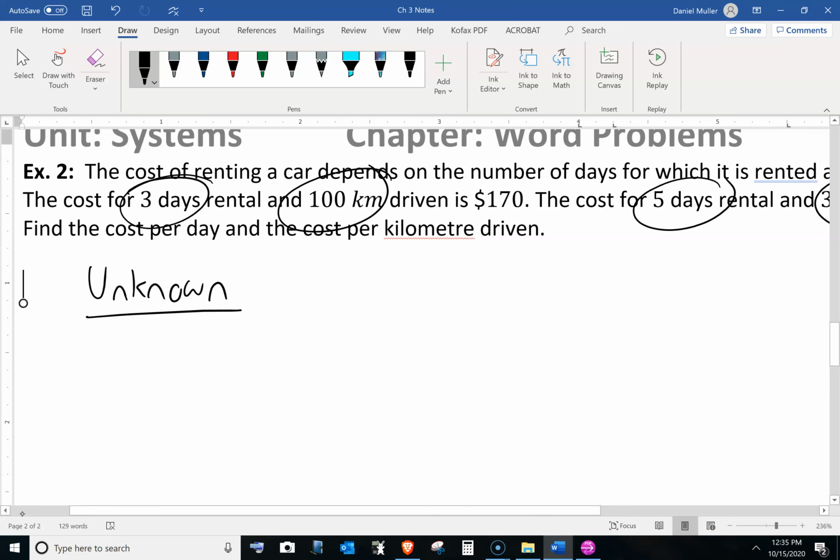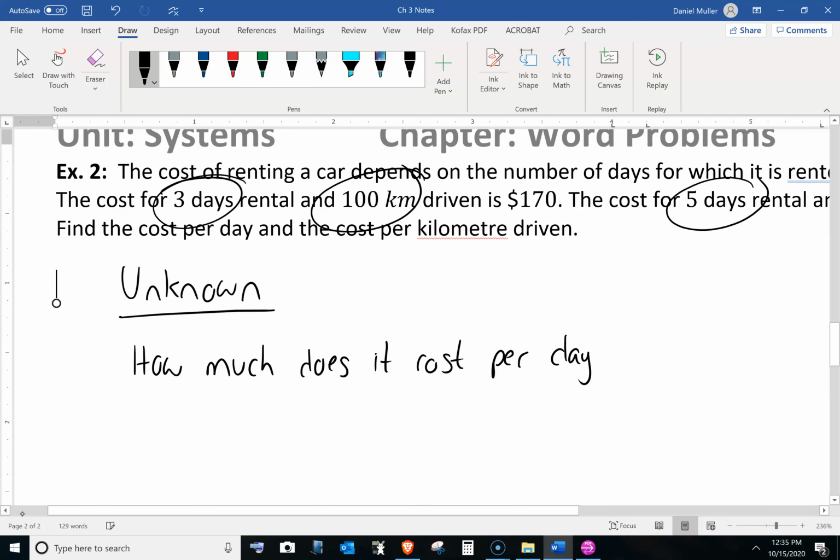The thing that's unknown is, well, how much does it cost per day? And so that's one question. And then also, how much does it cost? Because it's not just the day, right? It's the kilometers. So how much does it cost per kilometer? It never tells us that. We don't know how much money per day, and nor do we know how much money per kilometer.